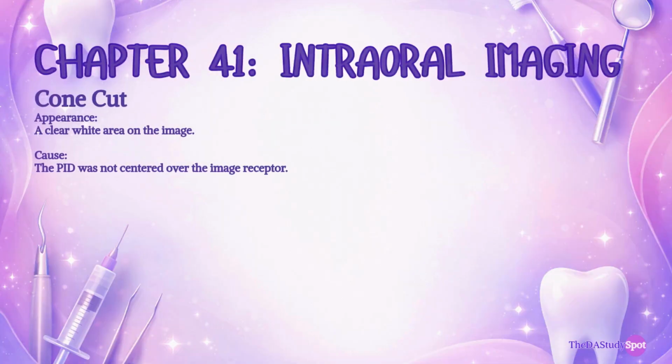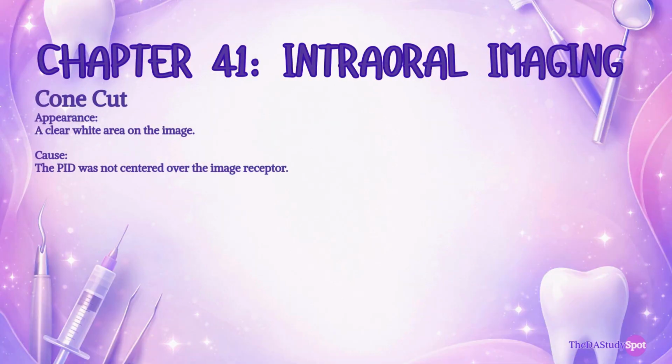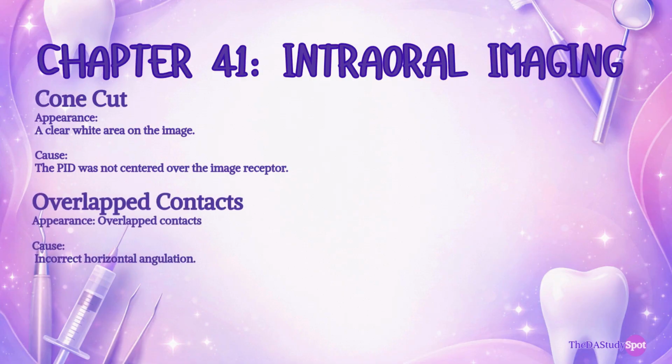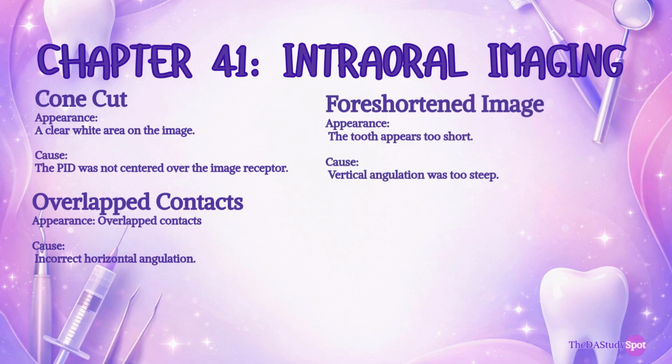Let's cover some of the areas the DANB loves to test. Cone cut image. The appearance, a clear white area on the image. Cause, the PID was not centered over the image receptor. Overlapped contacts. Appearance, overlapped contacts. Cause, incorrect horizontal angulation. Foreshortened image. Appearance, the tooth appears too short. Cause, vertical angulation was too steep.